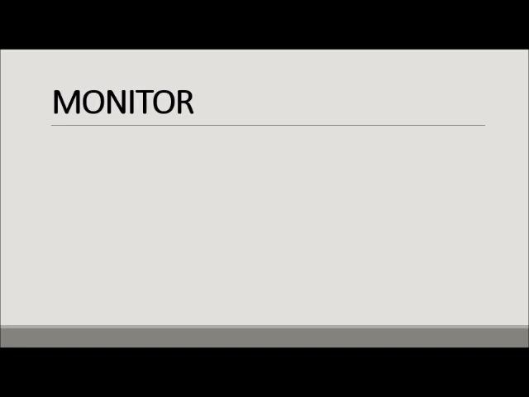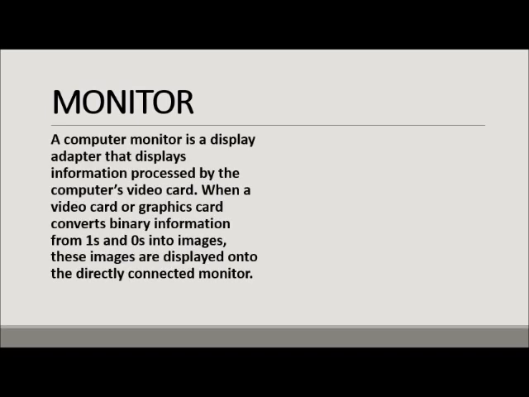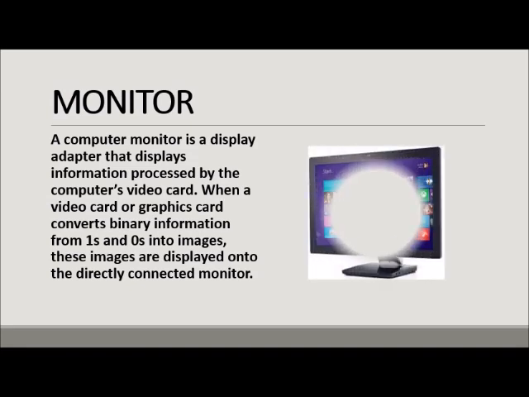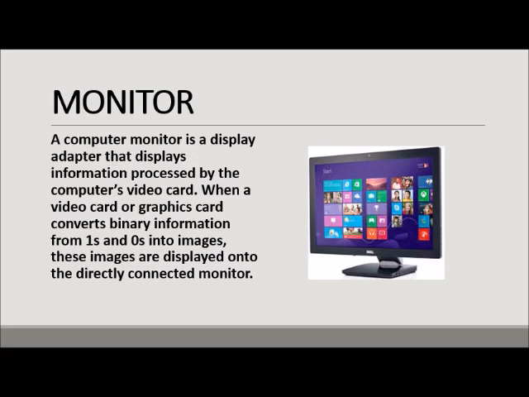Let's look at the monitor. A computer monitor is a display adapter that displays information processed by the computer's video card. When a video card or graphic card converts binary information from ones and zeros into images, these images are displayed onto the directly connected monitor. As you can see, displayed on your screen is an example of a monitor.